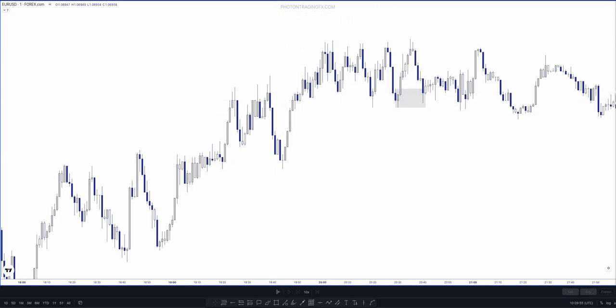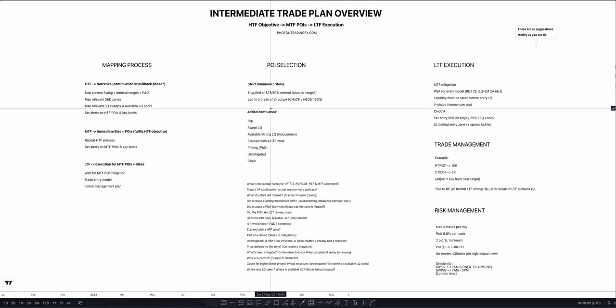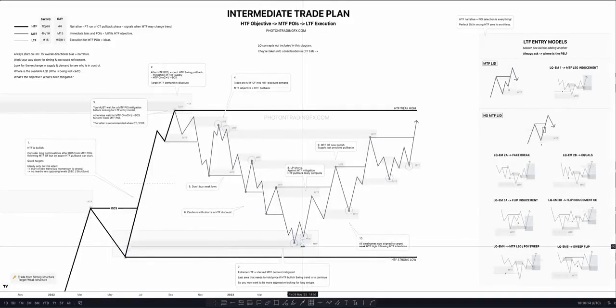Like back at this point, well, I don't want to draw it, but you guys should be very, very familiar with this: it must be a candle that led to a break of structure. Then additional confluence: Did it flip? Did it sweep liquidity? Does it have inducement in front of it? Is it stacked and nested within a higher time frame zone? I.e. your medium time frame POI, is it stacked within your higher time frame POI? That should increase the probability of that level.